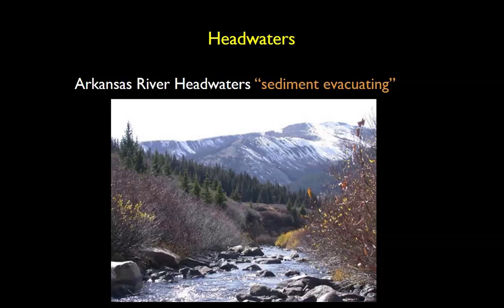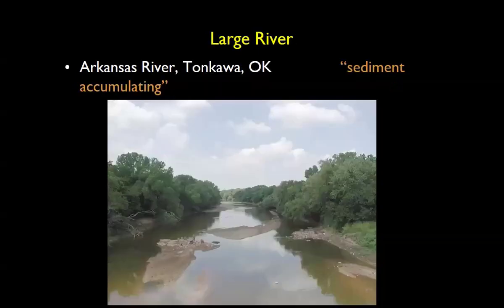So this river arises in the Rockies. And it looks like this, right? So large substrate, high flow velocity, which removes all the substrate particles except the larger ones. We call this a sediment evacuating part of a river, right? So it's going to be clean, moving those fine particulate matter downstream. This is what it looks like in Oklahoma. A little bit different. So all of that sediment that's coming out of the Rockies is deposited down here. And so we call this sediment accumulating.